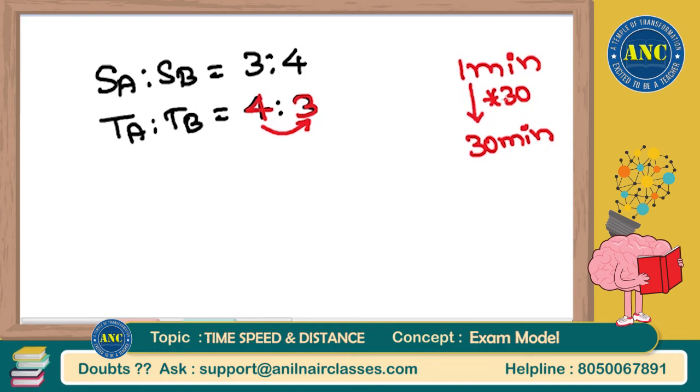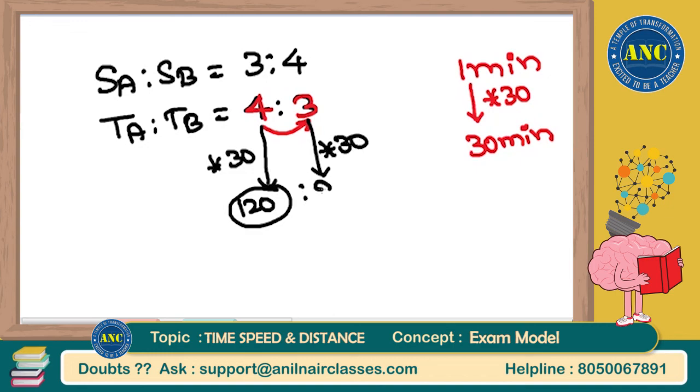What is your question? Time taken by A to reach the destination. This 4 also multiply by 30. 4 into 30 is 120 minutes. A will take 120 minutes. B is 3 into 30, 90 minutes. B will take 90 minutes. Whichever they ask, you can solve it.